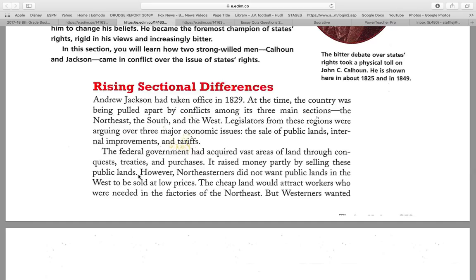Rising regional differences. Andrew Jackson had taken office in 1829. At this time, the country was being pulled apart by conflicts among the three main sections: the Northeast, the South, and the West. Legislators from these regions were arguing over three major economic issues: the sale of public lands, internal improvements, and tariffs. The federal government had acquired vast areas of land through conquest, treaties, and purchases. It raised money partly by selling these public lands.